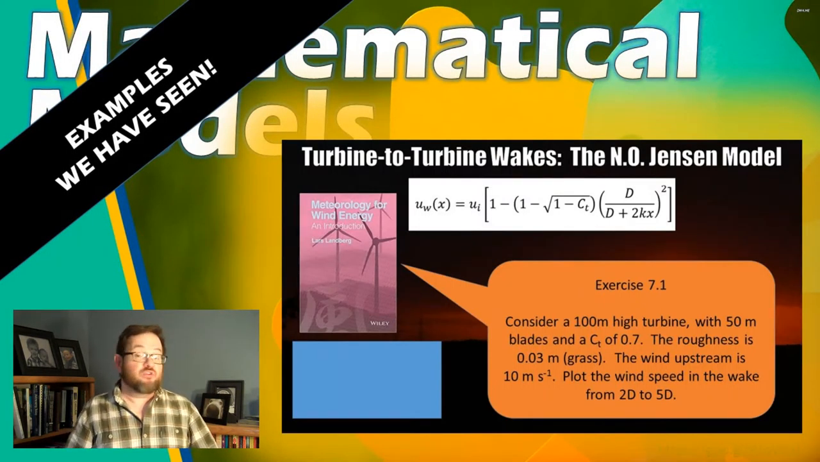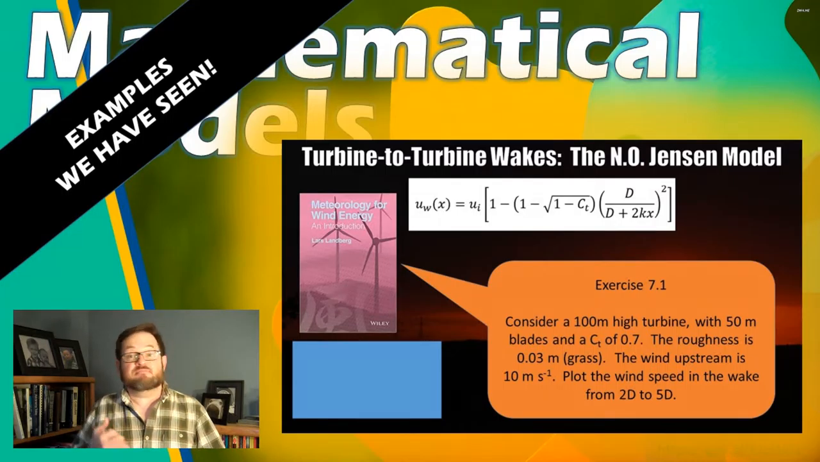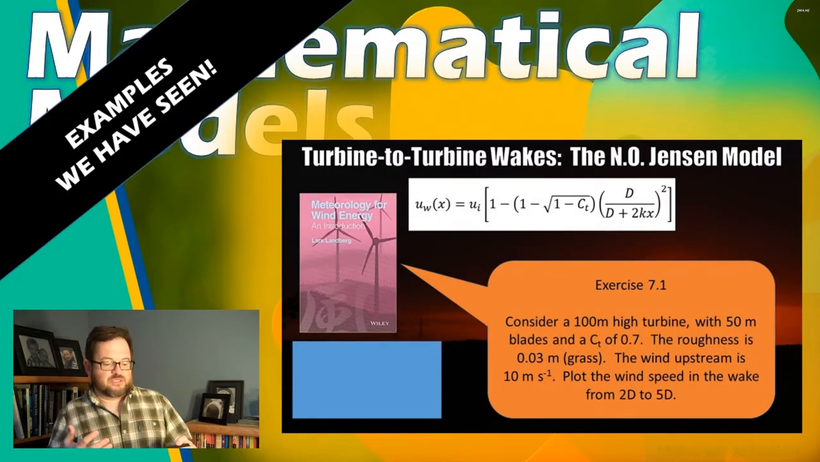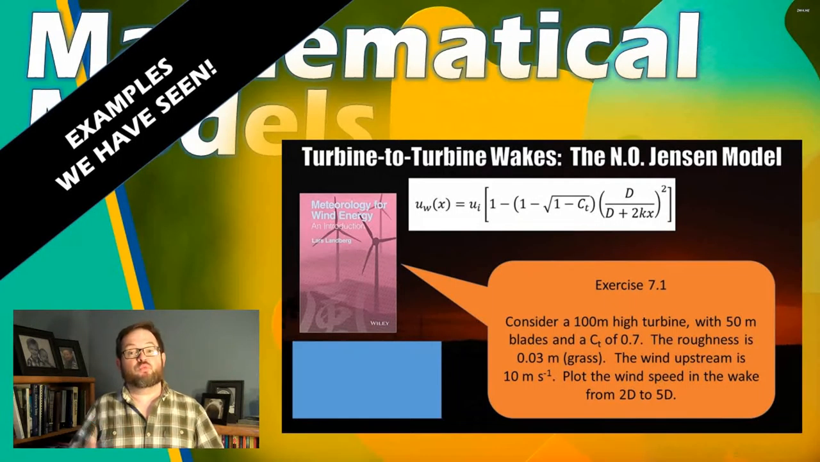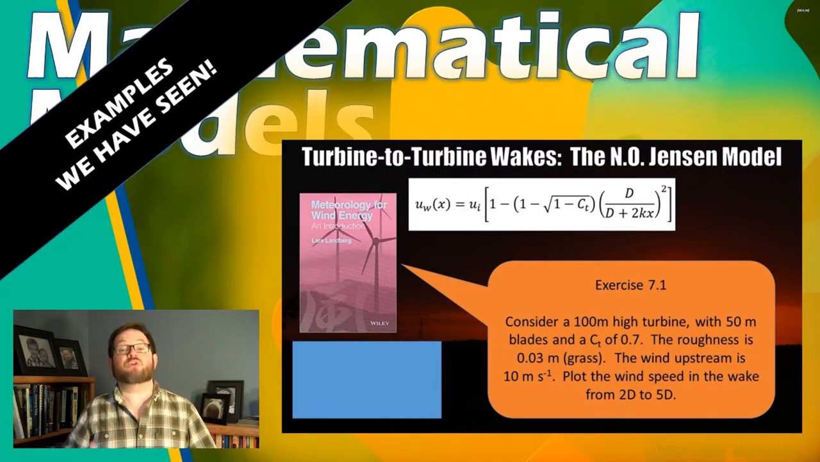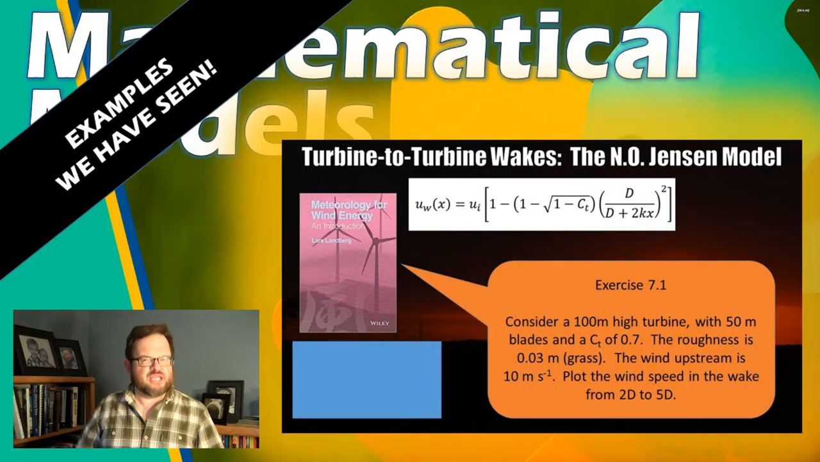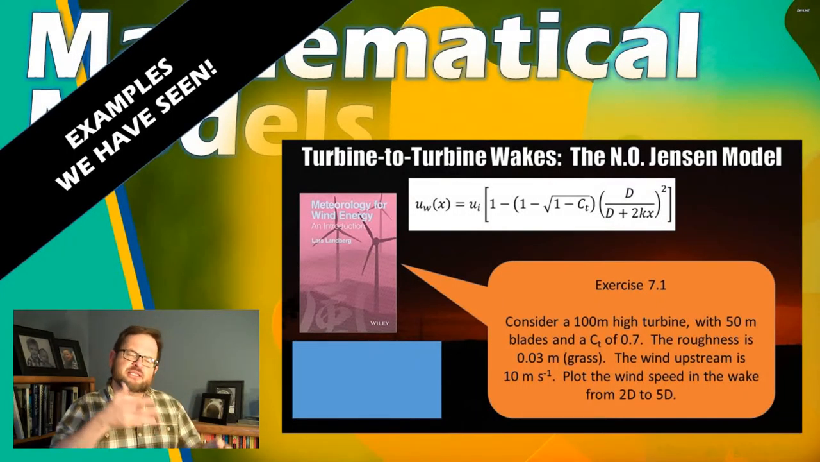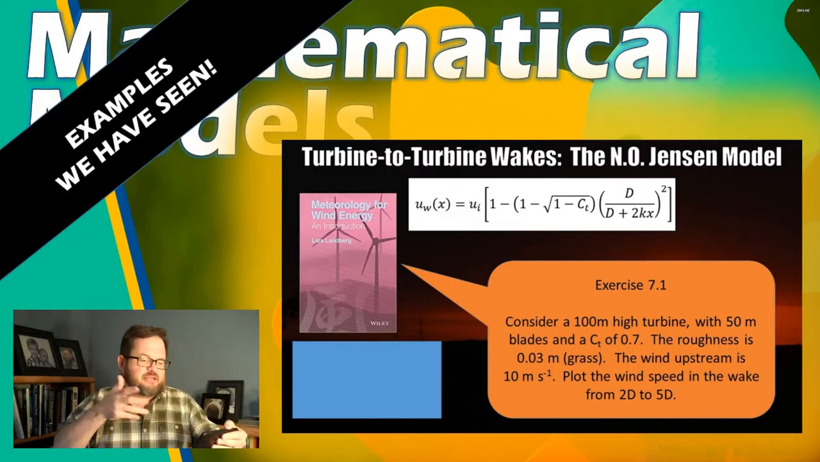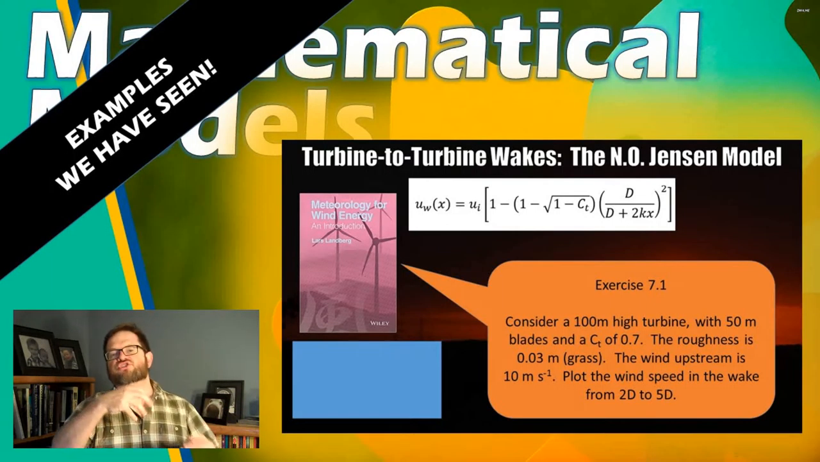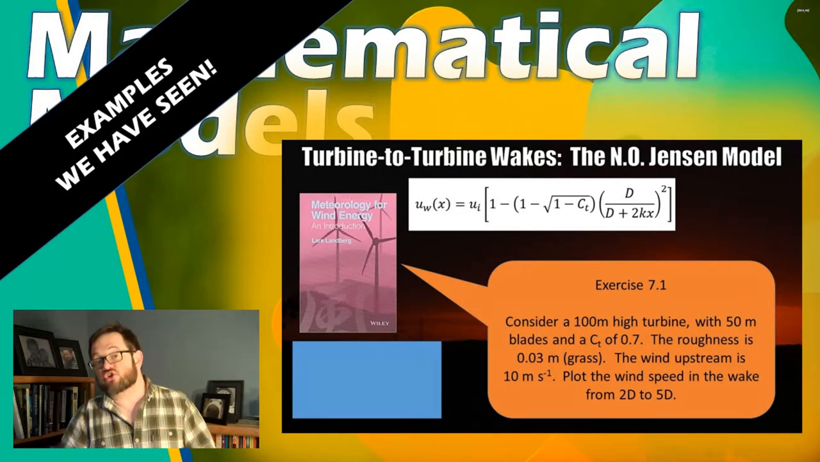Another example of a model we have seen so far was the Ainslie-Jensen model of a wake. This was a mathematical representation of the wind speed at different distances downstream from a wind turbine, and was based on a variety of assumptions, some of which we didn't get into really in this course, but there's a set of assumptions that made this the correct tool for the job under certain conditions.